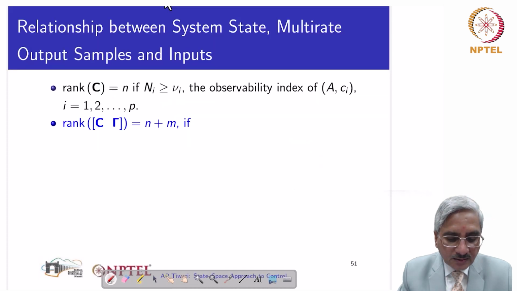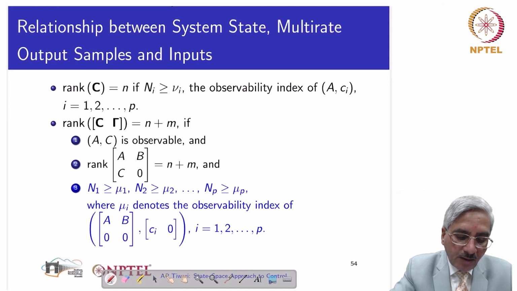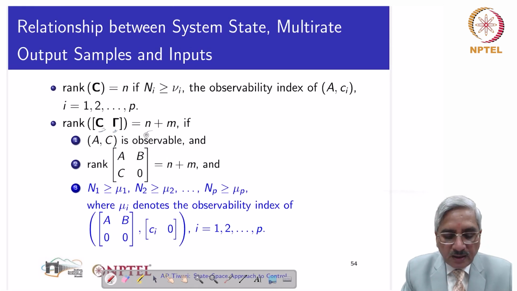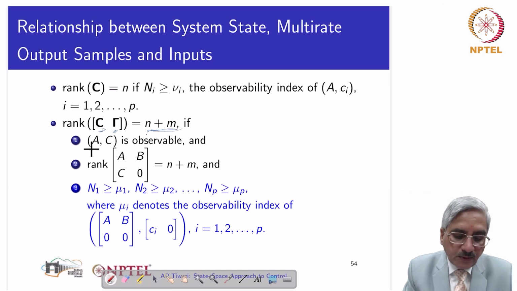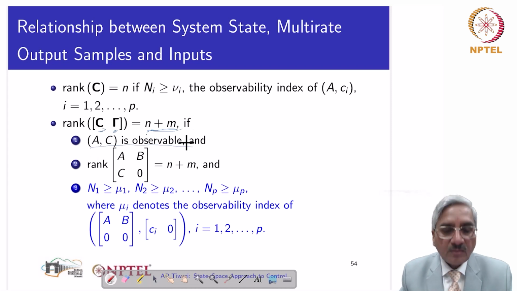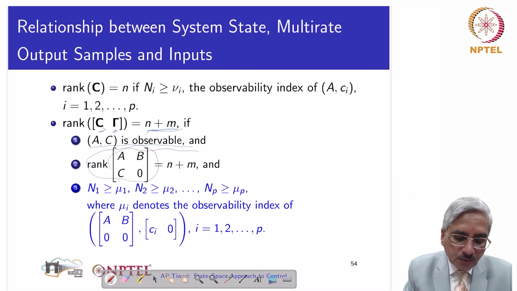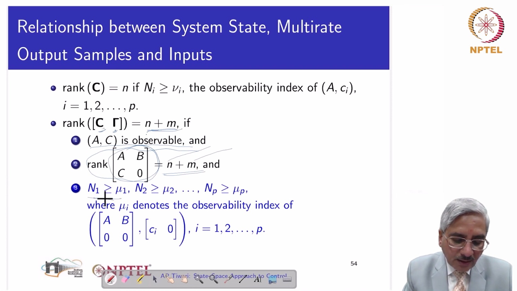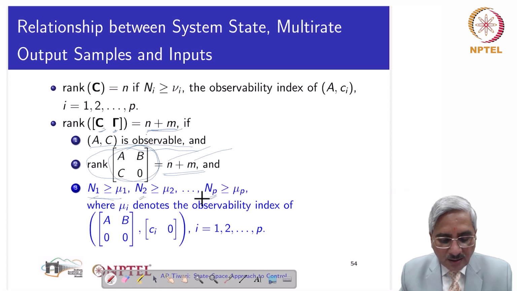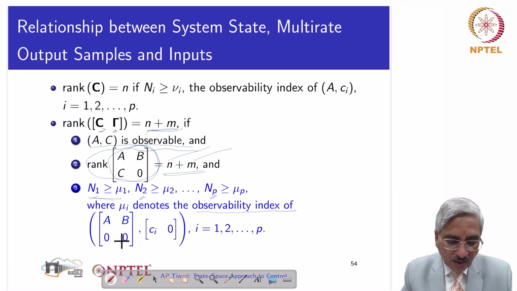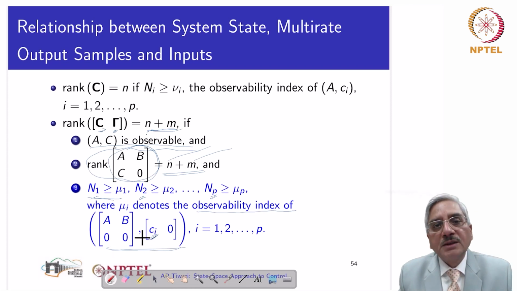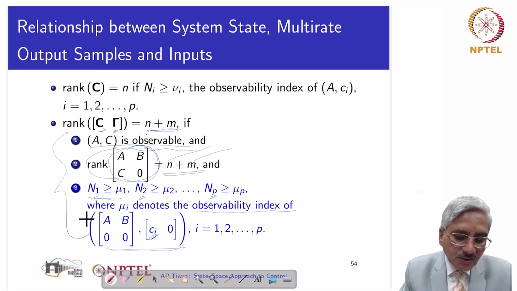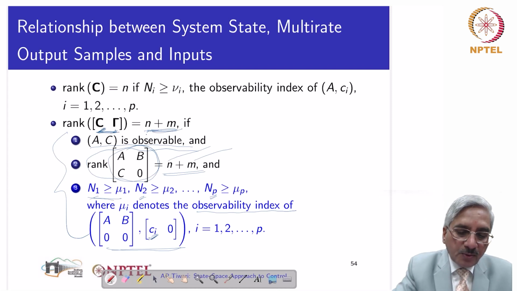That will be ensured. The second thing is that rank of capital C gamma will be n plus m, subject to these conditions. First condition is that A, C should make an observable pair, and this augmented system A, B, C, 0, its rank should be n plus m. N is the system order, m is number of inputs, and n1, n2, np, etc. are larger than or equal to observability indices of this system. This is the row, ith row of the output. So if these three conditions are ensured, then this bold C, bold gamma matrix will be of order n plus m.